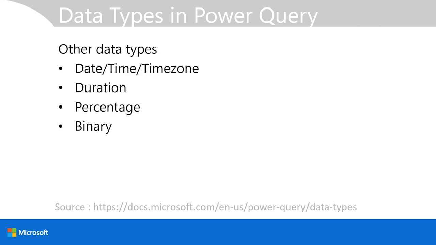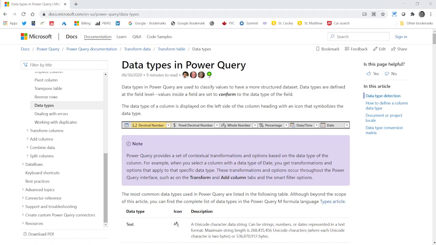Other data types, just to make note of, are the date, time, time zone data type, the duration, and percentage, and the binary data type. If you'd like more details on these data types, you can go to the website listed at the bottom here, and I'll go ahead and pull that up. And this will go into more in-depth discussion into the data types inside of Power Query. But for now, the discussion that we've gone through in the first few slides is good enough to get you moving.